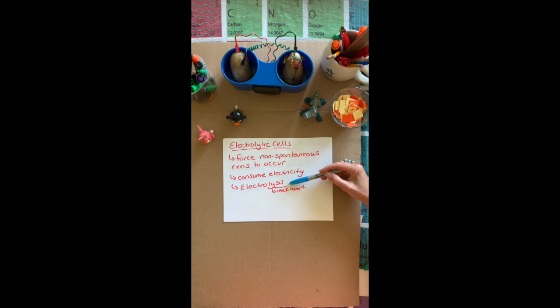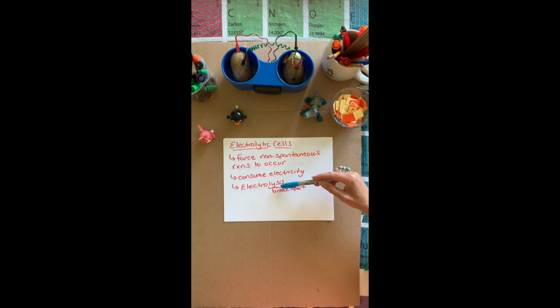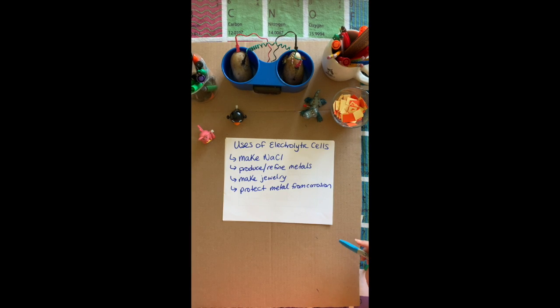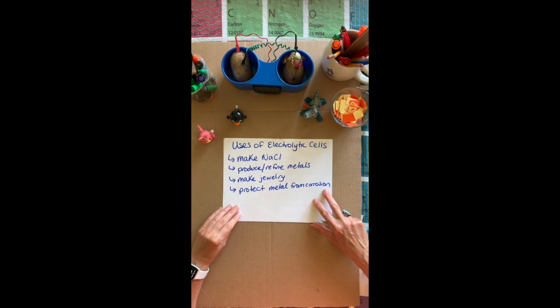So electrolysis, the process occurring in electrolytic cells, means to break apart. Lysis means to break apart. There are many uses of electrolytic cells. For example, you could make sodium chloride. You could produce or refine metals. You can make jewelry. And you could even protect certain metals from corrosion.